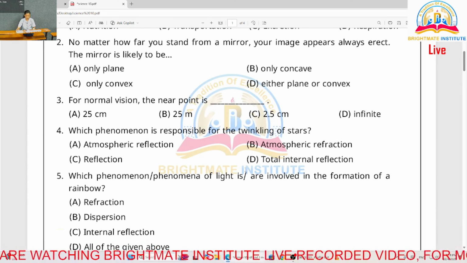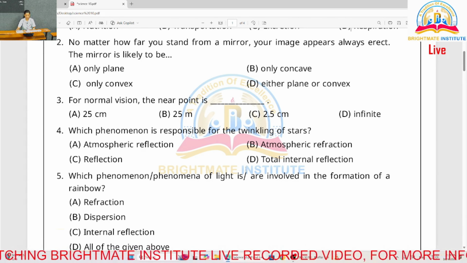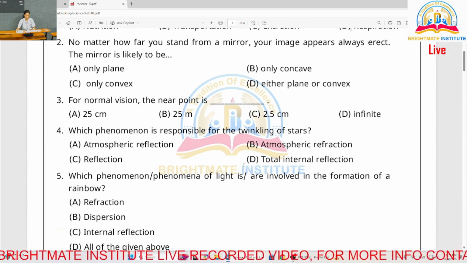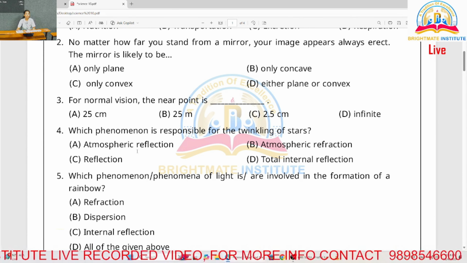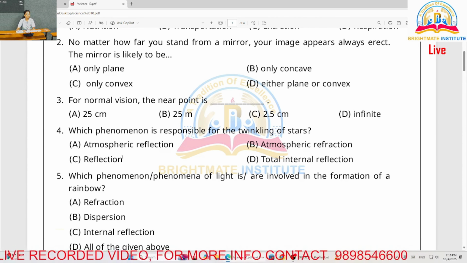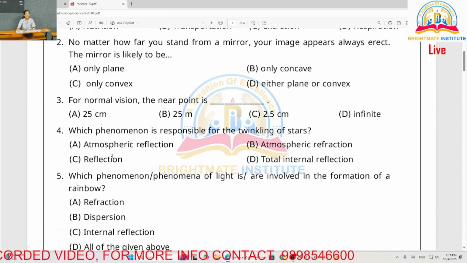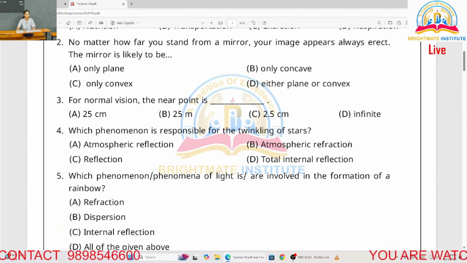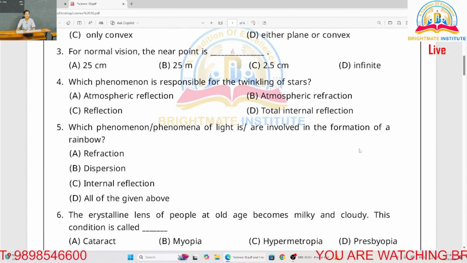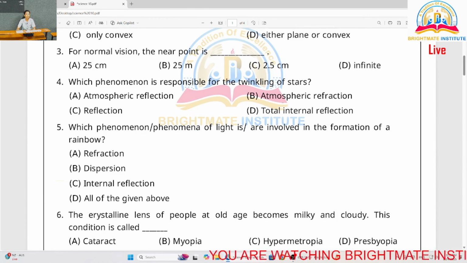Now the fourth question is, which phenomena is responsible for the twinkling of stars? So for the twinkling of stars, as we have studied, in the atmosphere there is rarer fraction, denser fraction. So it is having atmospheric refraction. So it is option B, that is atmospheric refraction, which is responsible for the twinkling of the stars. It appears to twinkle, but it is not twinkling, and that is due to atmospheric refraction, that is option B.